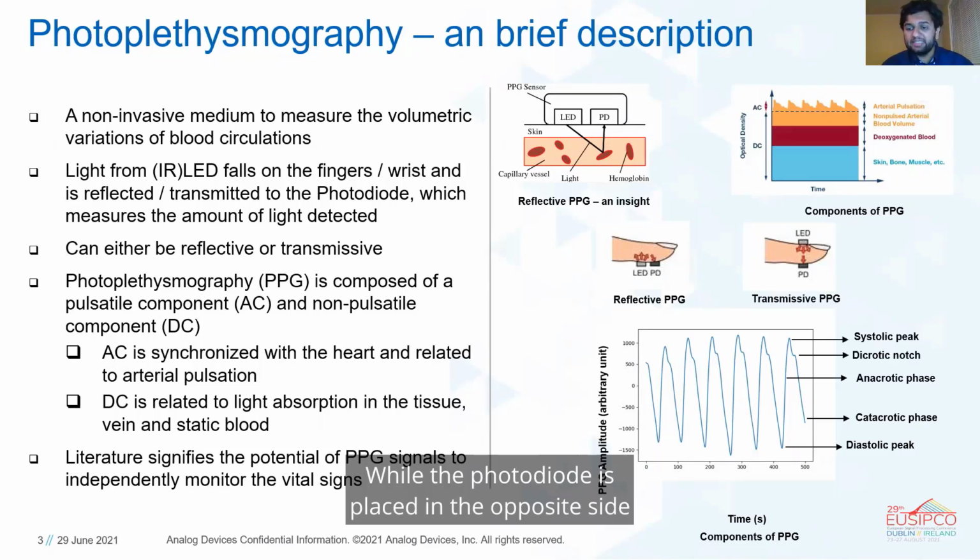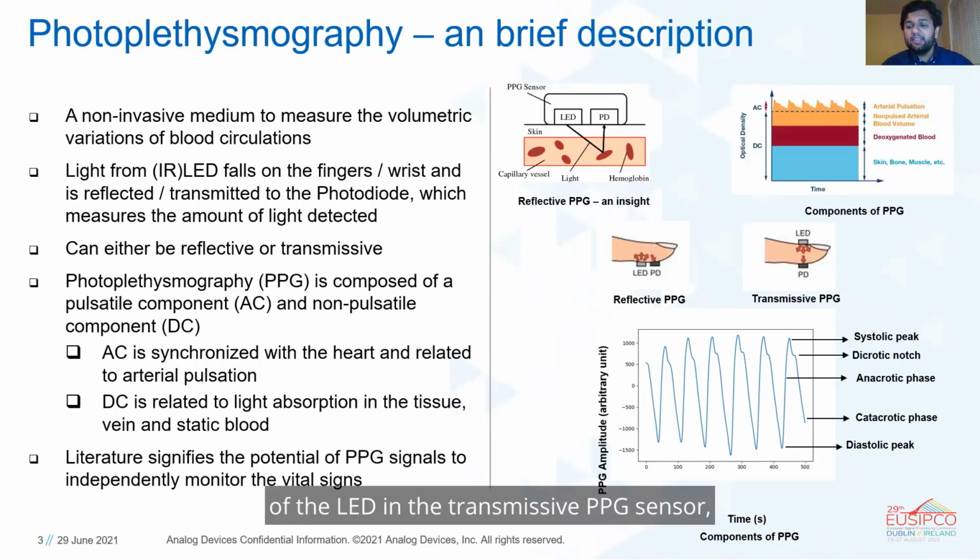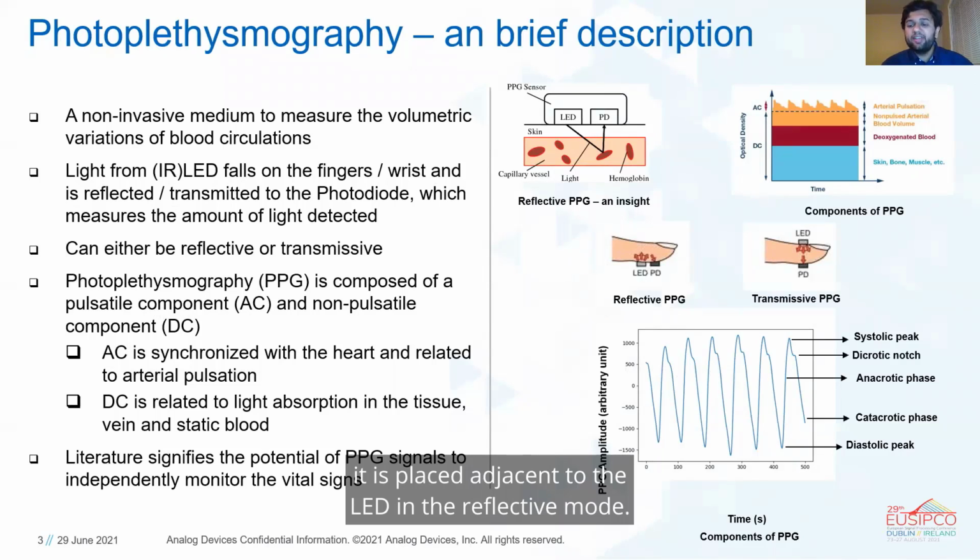While the photodiode is placed on the opposite side of the LED in the transmissive PPG sensor, it is placed adjacent to the LED in the reflective mode. You could have a look at the images present in the middle of this slide.